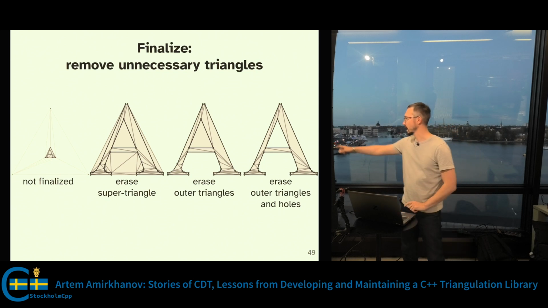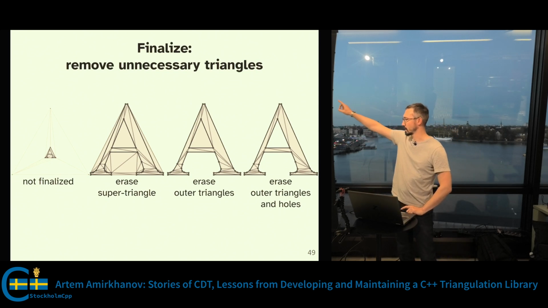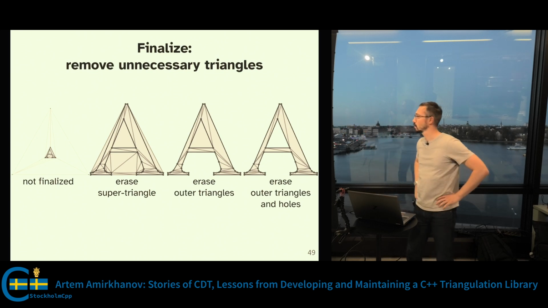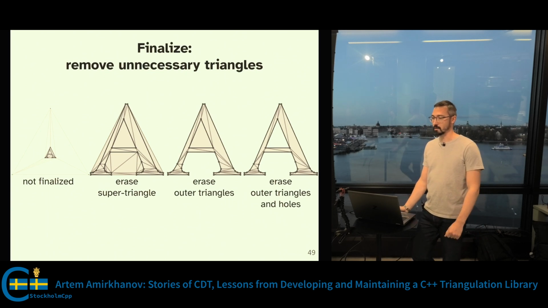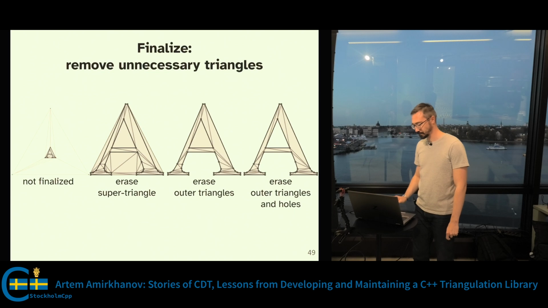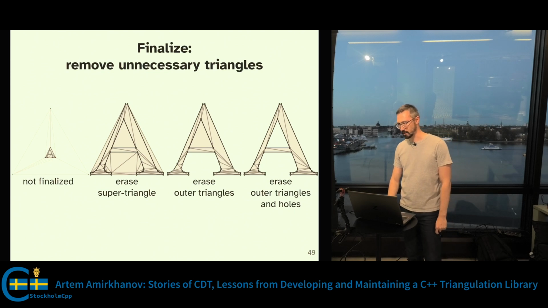So the outside of the A would be depth 0. Then the A itself would be 1. Then the hole in the A will be 2. It will also be removed, and then you continue. Well, obviously, this requires the boundaries to be watertight. If they aren't, this will not work. Does it answer your question?